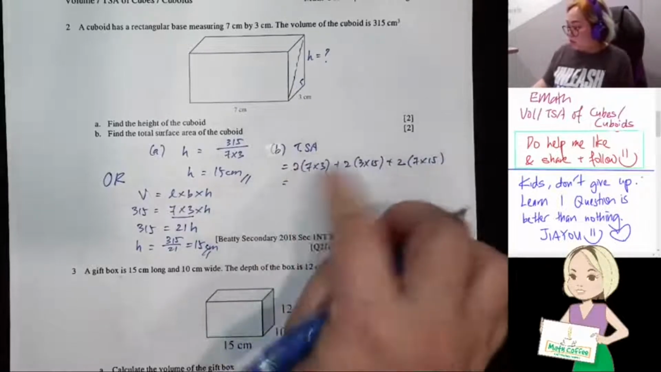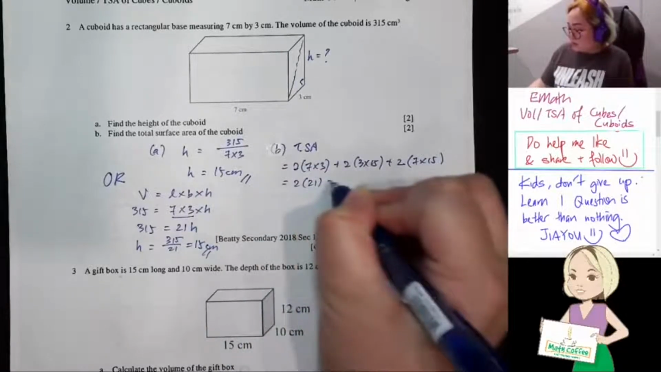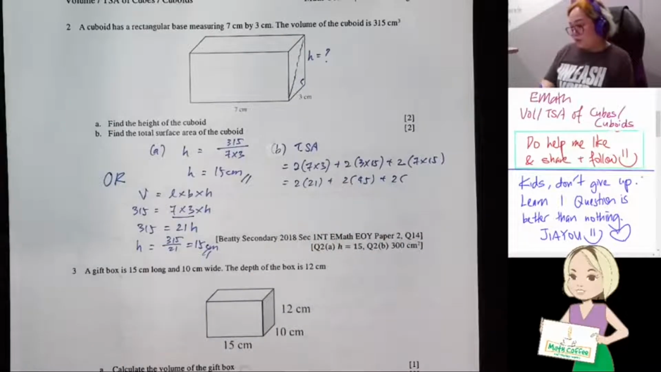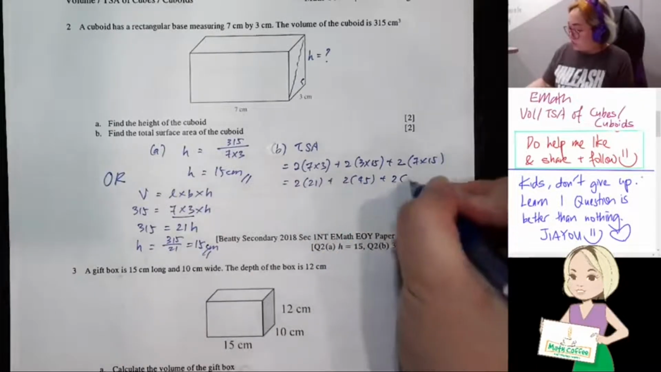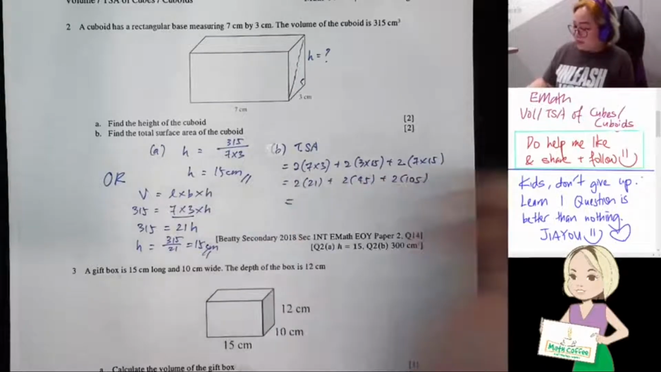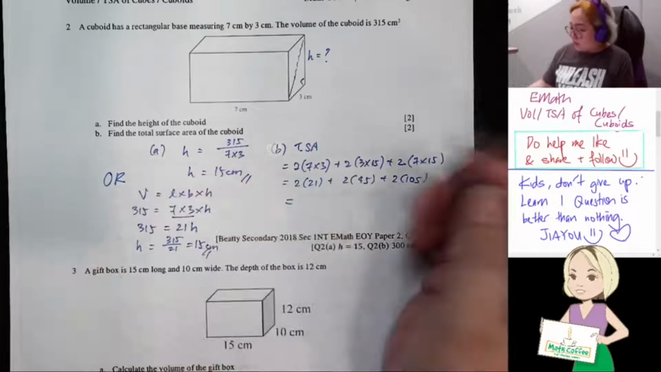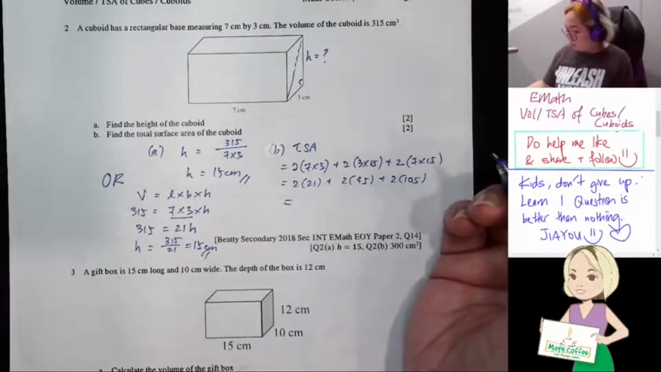And it will be 2 times 21 plus 2 times 45 plus 2 times 15 times 7, so it's 105. Then you can press the calculator. So 2 bracket 21 plus 90 plus 2 times 105, and that will give us 342. Did I miss out a number?